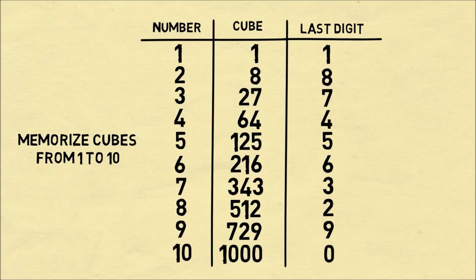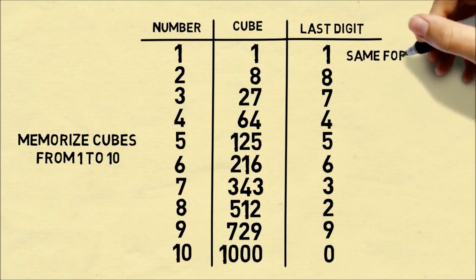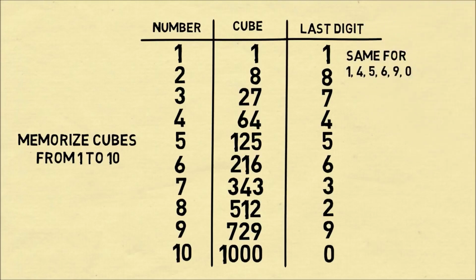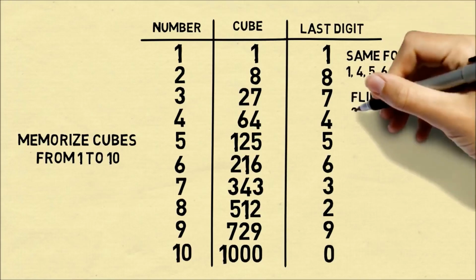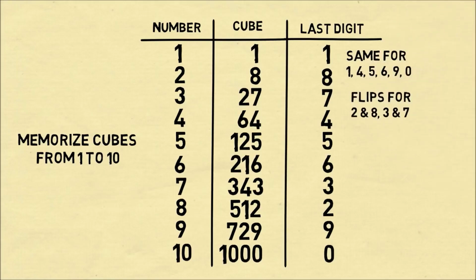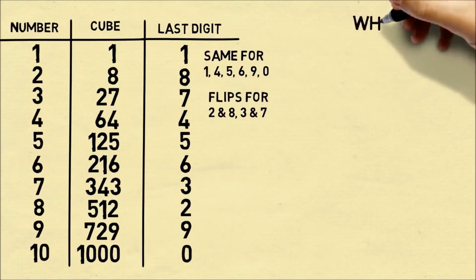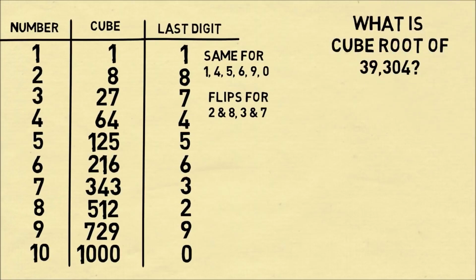When you memorize these 10 cubes, you should also remember the last digit. An easy way to remember this is that for the numbers 1, 4, 5, 6, 9, and 0, the last digit is the same as the number. And for the numbers 2 and 8, and 3 and 7, the last digit flips. So the last digit of the cube of 2 is 8 and the last digit for 3 is 7, and vice versa.